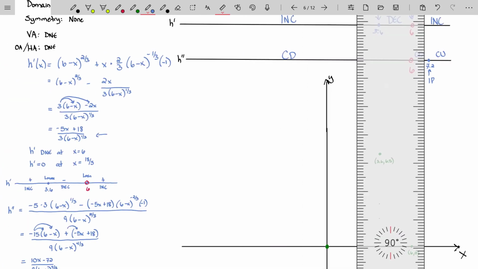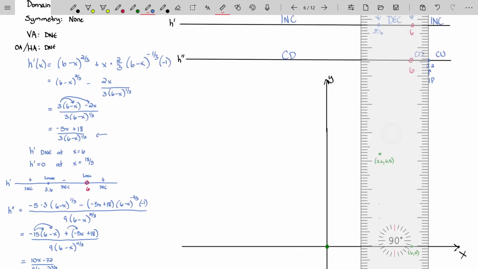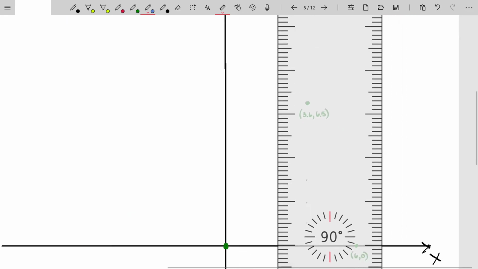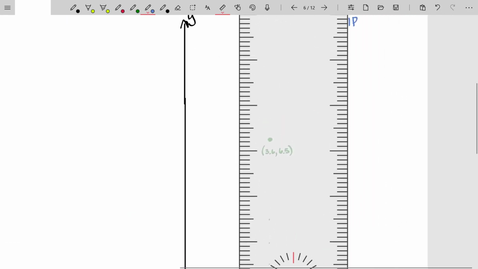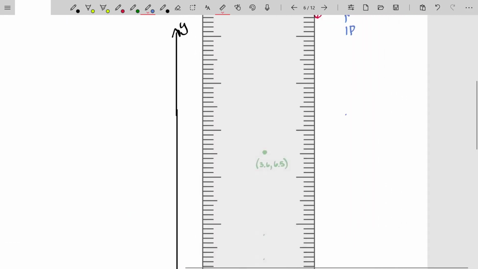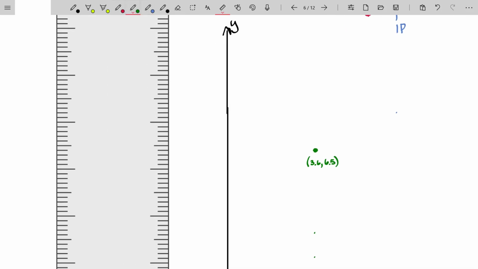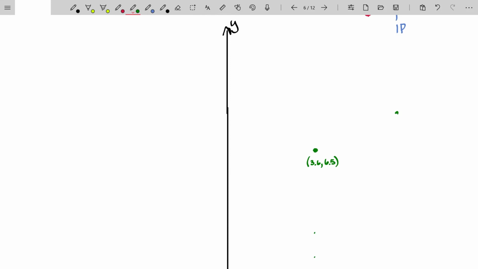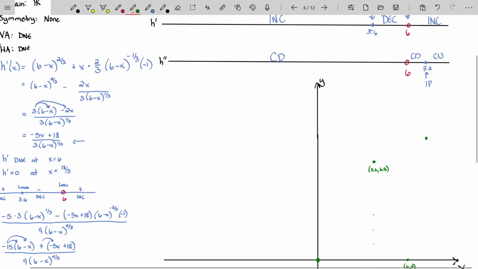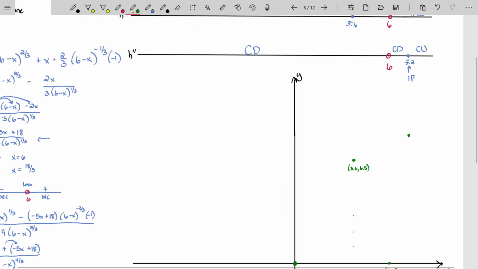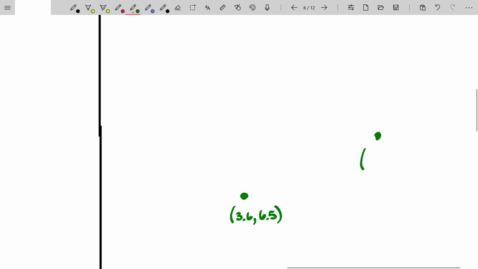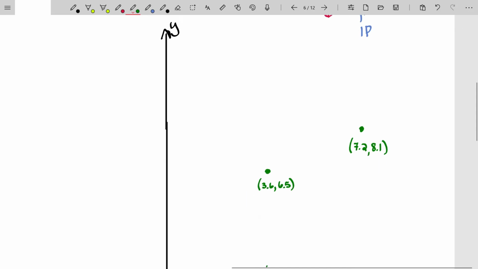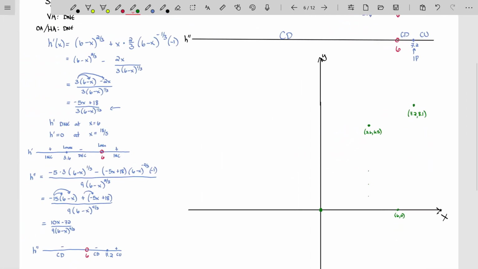And 8.1 is the value. Let me line this up. There we go. 2, 4, 6, 8.1 is probably right about here. And let me change out the ink color as well. And I don't need this ruler anymore. All right. I have everything I need. 7.2, 8.1. So you can see kind of the flow of how I do things.